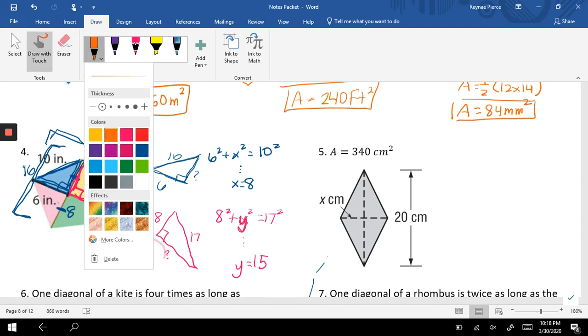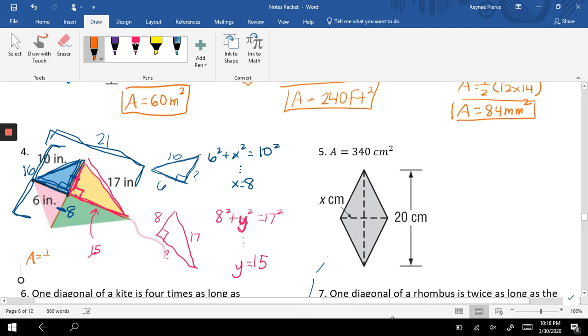So to find the area of this kite, I'm going to take 1/2 times 16 times 21 to get you an area of 168 square inches. Okay? Whew, take a breath. They don't all involve that much Pythagorean theorem.